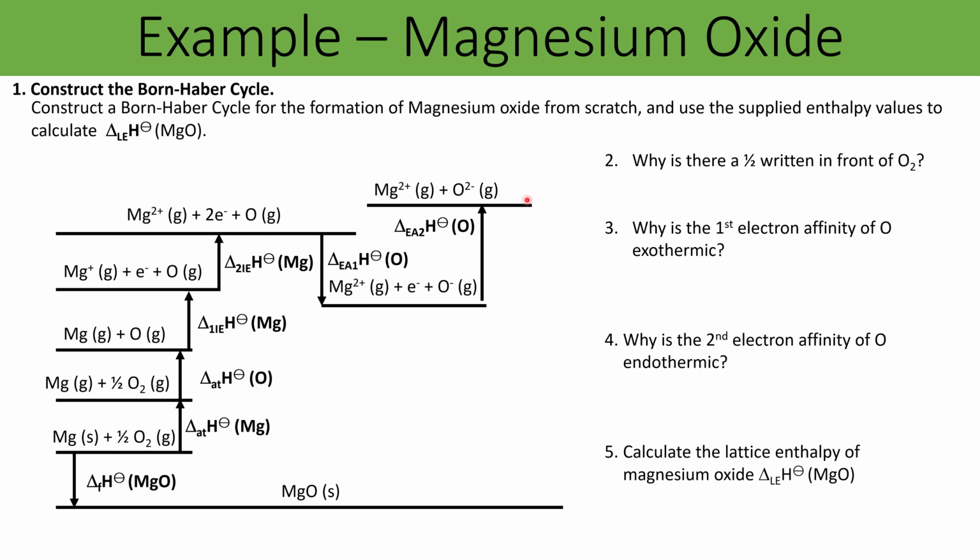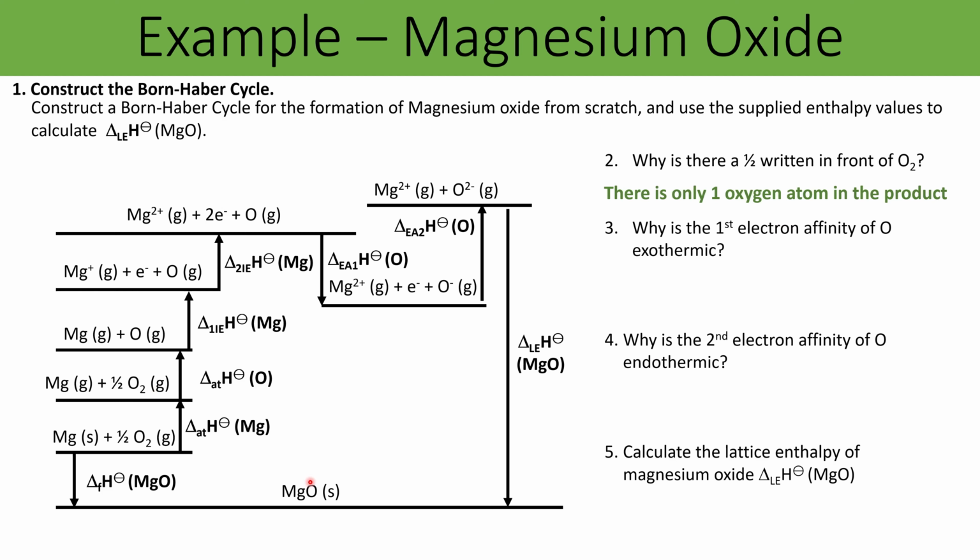So the final arrow that's going to go down between here and here is our lattice enthalpy for magnesium oxide. So why is there a half written in front of O2? Well, there's only one oxygen in the product, so I don't need a full O2, I need half of O2 if I'm going to balance an equation for the formation of 1 mole of magnesium oxide.